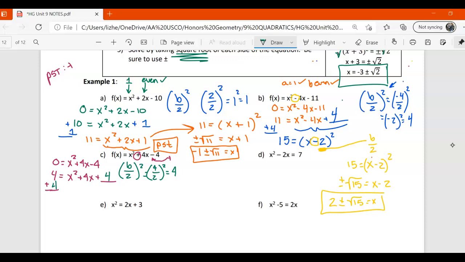And now this is a perfect square trinomial. Notice that's a plus sign now. So what I have is 4 plus 4 on the left, which is 8. And then I can factor this as x plus 2 squared. Remember, this number right here is b divided by 2. Okay?